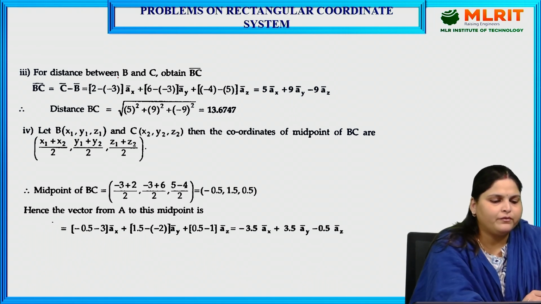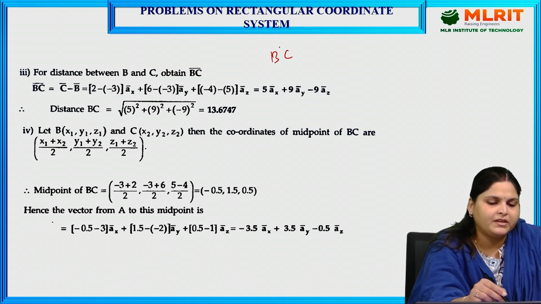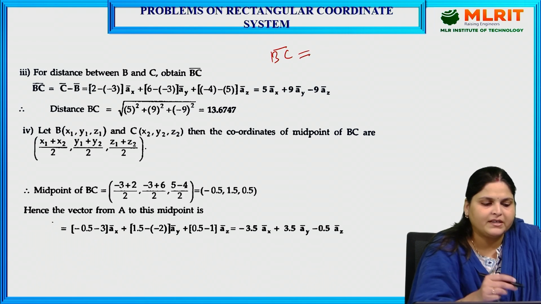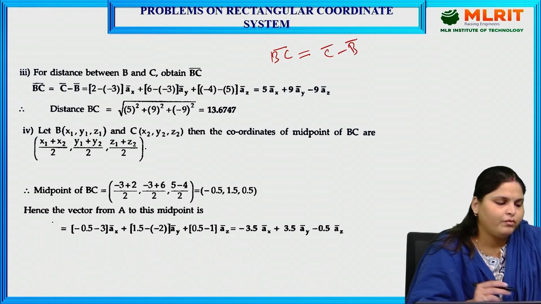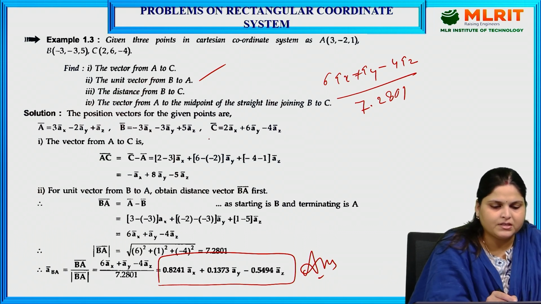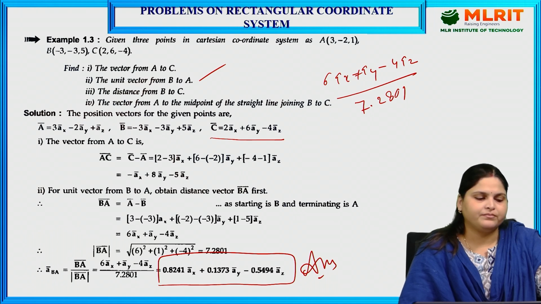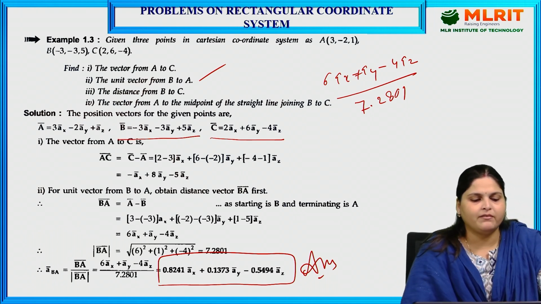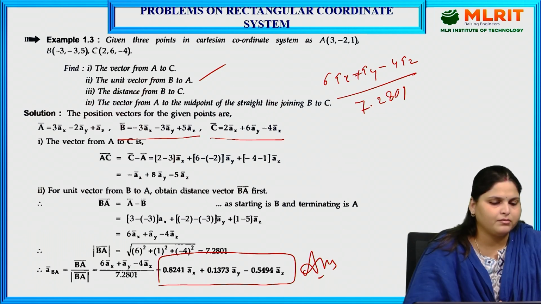So we need to find out distance between BC. So to find out distance between BC, first we need to find out the vector BC. So what is vector BC? It will be C minus B. What is C here? Let's go back to this equation. C equation is this: 2AX plus 6AY minus 4AZ. And what is B here? Minus 3AX minus 3AY plus 5AZ. Means we need to find out C minus B.